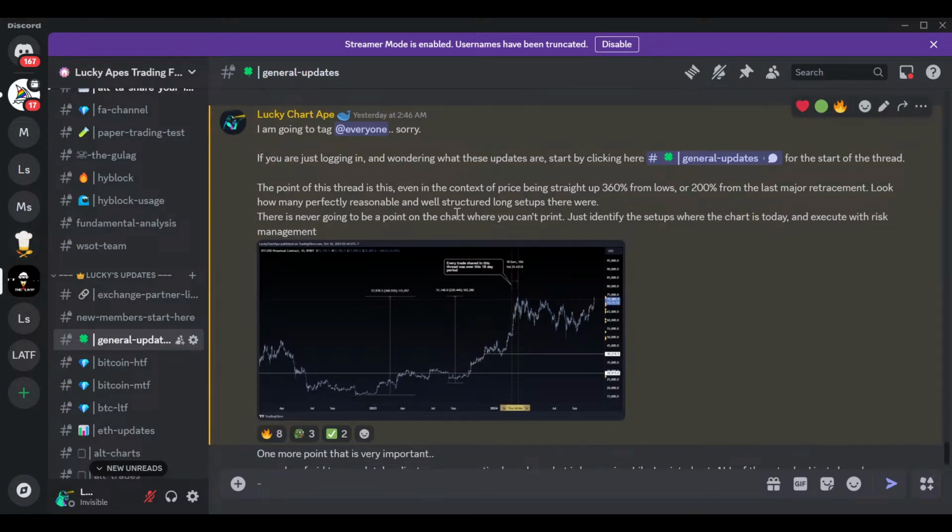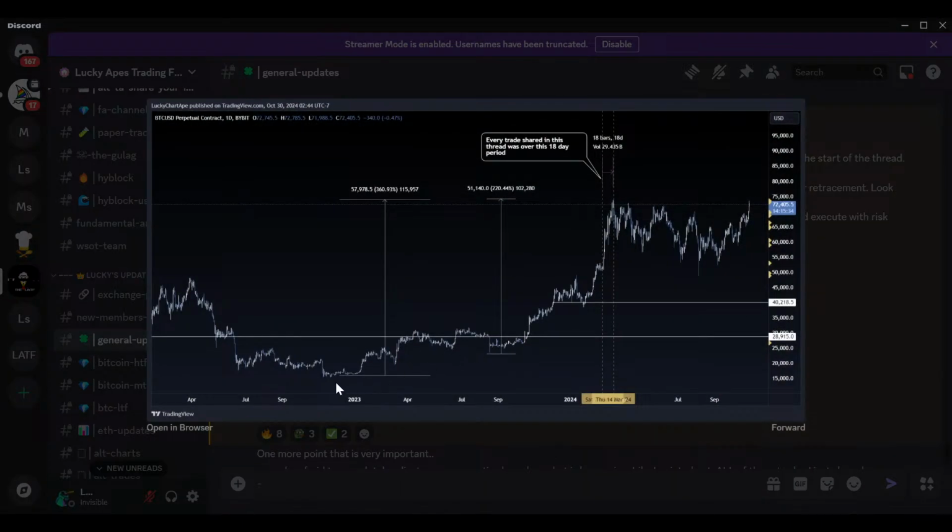But the point of this thread is this. Even in the context of price being straight up, 360% from the lows, 200% from the last major retracement, and I'm showing this chart right here, right? This little section of the chart is all of those trades I just shared.